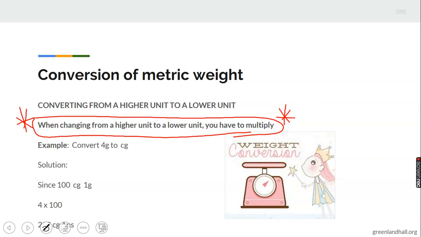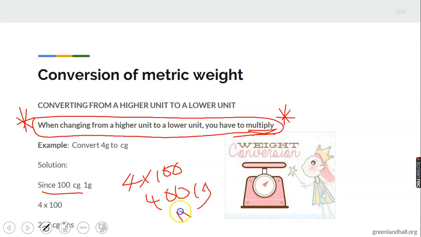So I want to get 4g. So what do you think we do? You just times it. We multiply. You just say since 100 cg is 1g, we're looking for 4g. You just say 4 times 100. You give us what? 400 cg. That's the answer. 400 cg. Okay, good. Our answer is 400 cg.